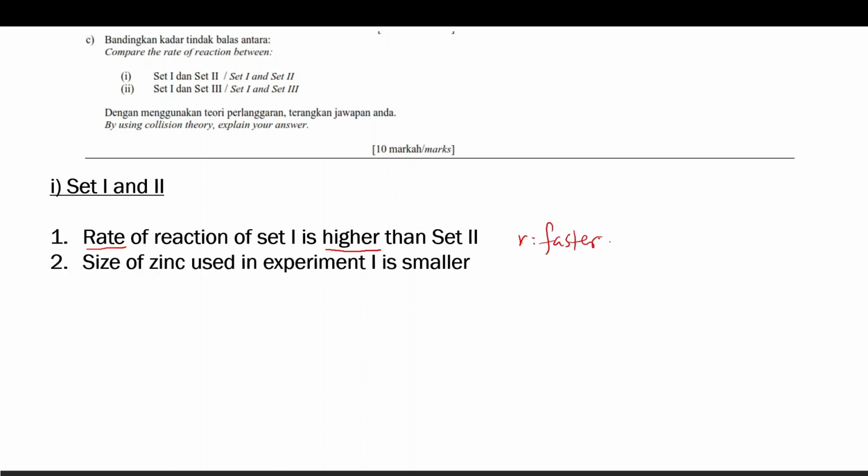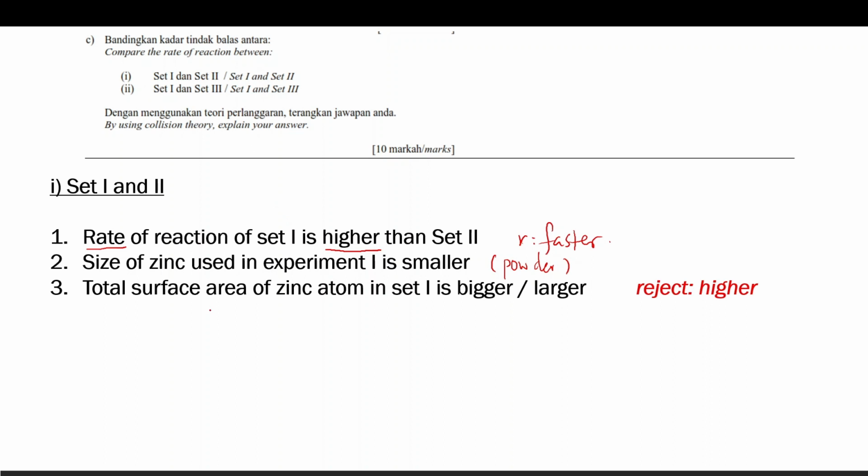Now, why? The size of the zinc used in experiment 1 is smaller because it used the powder form, right? Then the total surface area of the zinc in Z1 is bigger or larger. So remember the word total. So this is point number 3. Here reject higher, don't write higher total surface area. You must use bigger or larger total surface area.